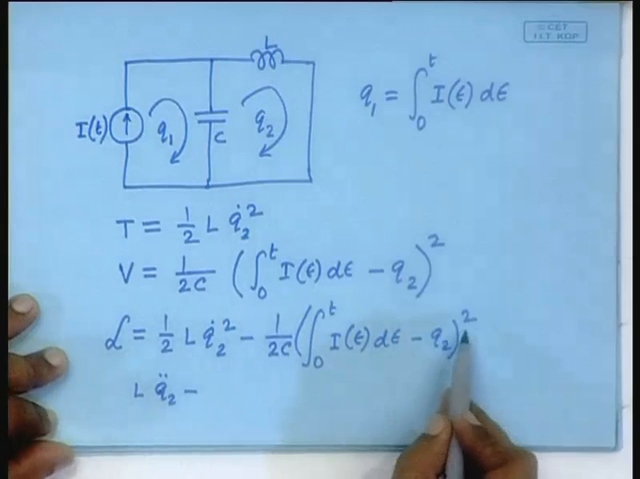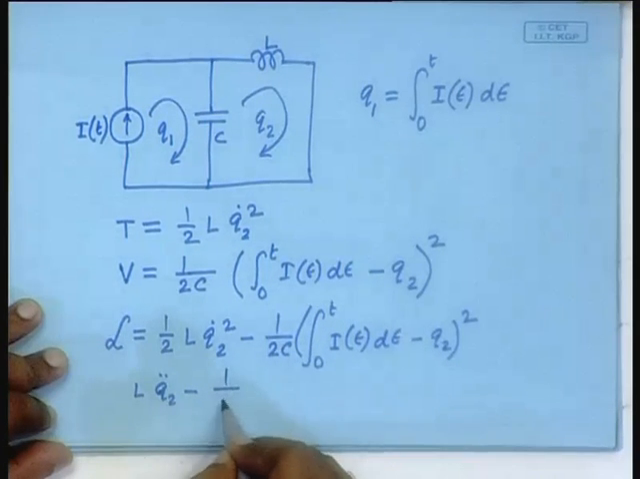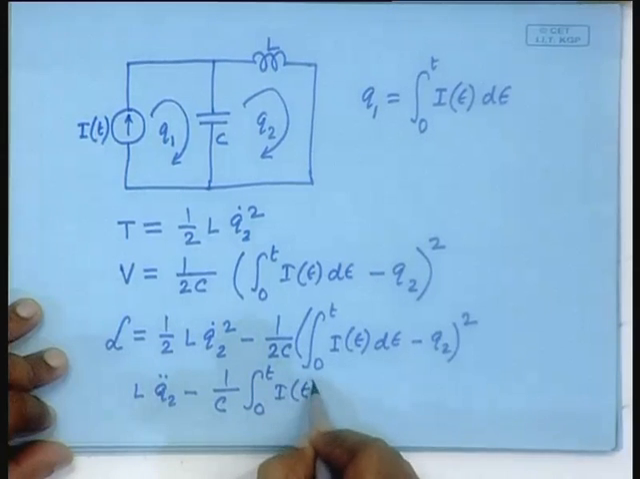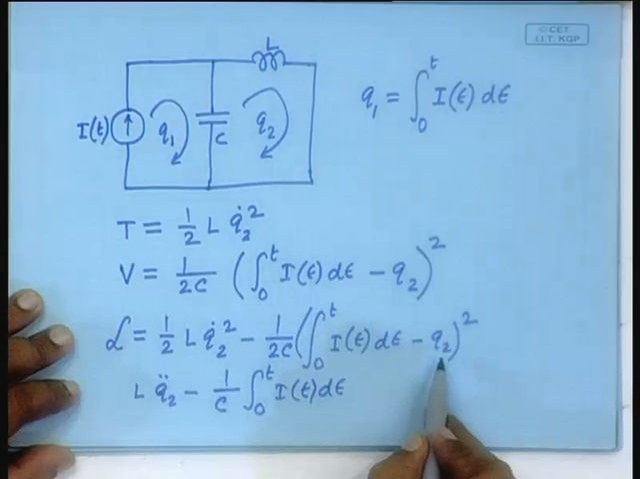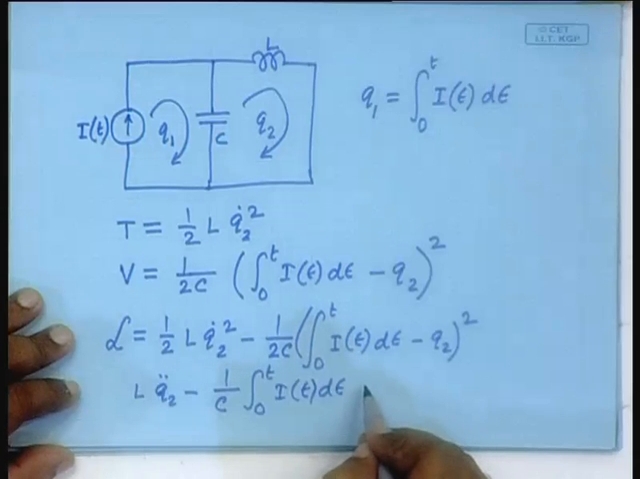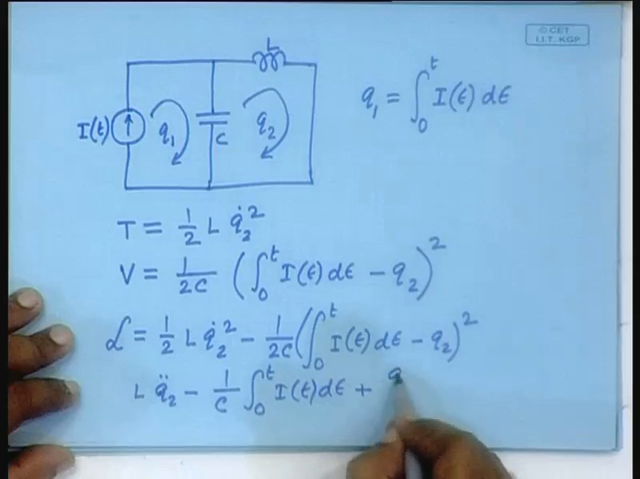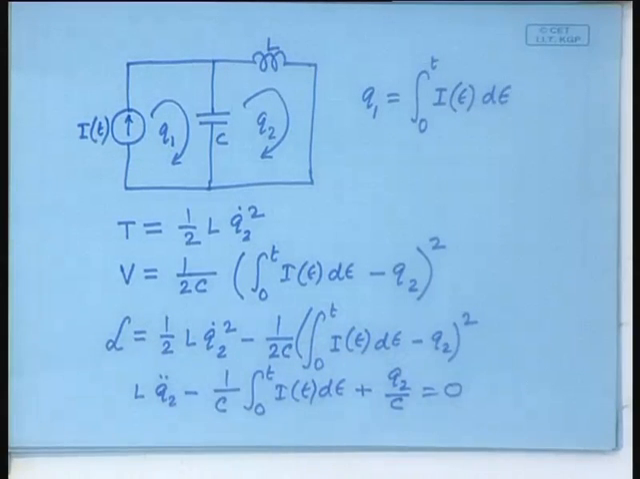So, it will be twice Q2 and this differentiated with respect to Q2, only this remains. So, it will be 1 by C integral 0 to T I epsilon d epsilon. There will be another term which will be on this only, it will be plus, because this was plus, it will be Q2 by C, right. That is how it is.